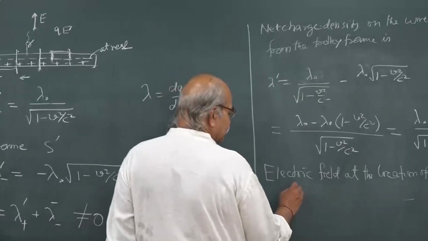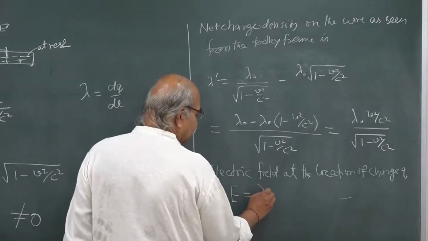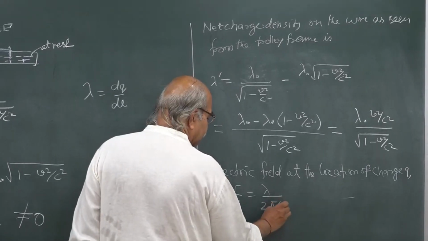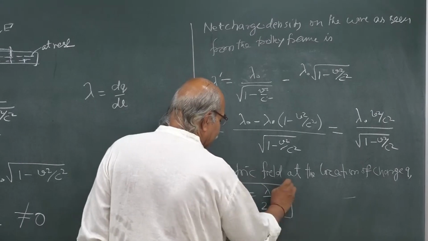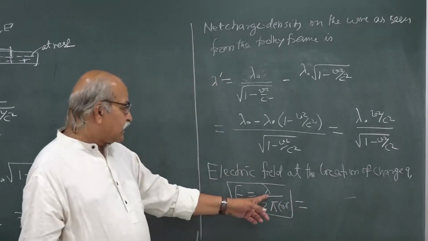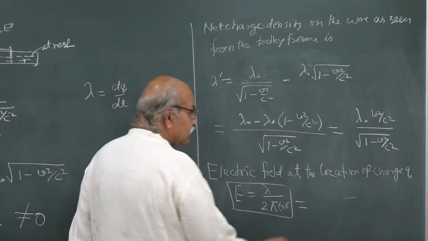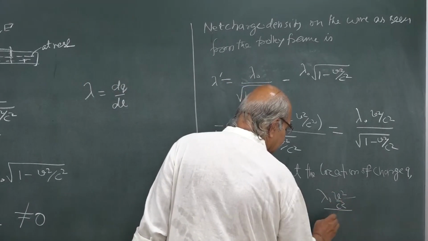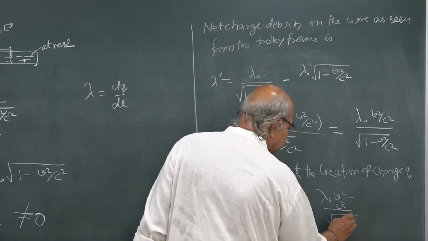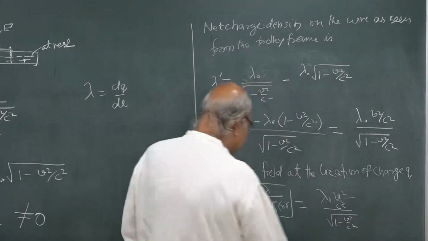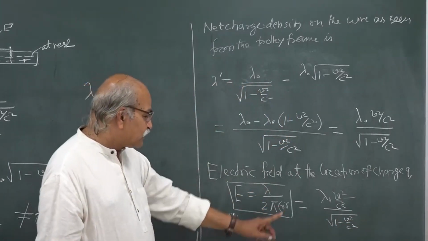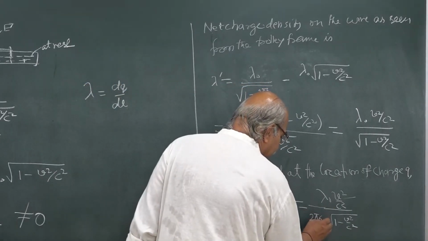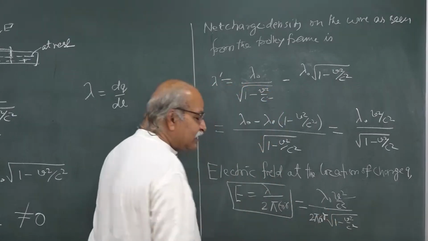So, you know the formula, it is lambda divided by 2 pi epsilon naught r. This is the general formula for that, and here we will put the linear charge density which we have obtained here. So, it is lambda naught v square by c square divided by 1 minus v square by c square. So, that much is for lambda, and then 2 pi epsilon naught r here. So, that is the electric field.